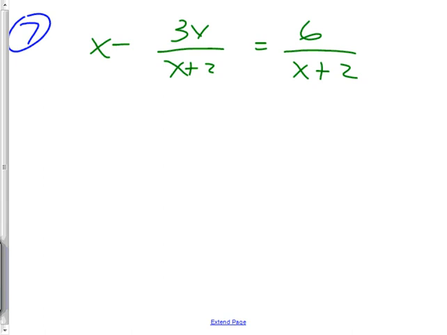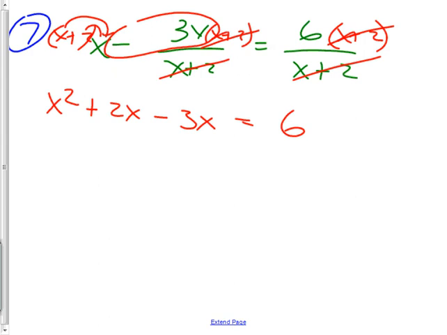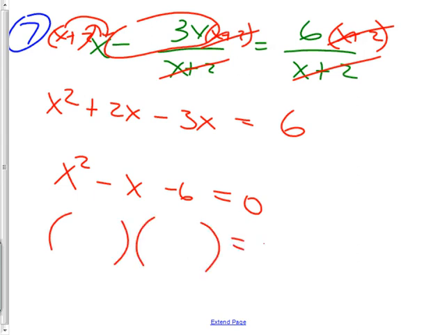All right, so we're back, and this is multiplied by x plus 2 everywhere. X plus 2, x plus 2, x plus 2. And it'll cancel here, it'll cancel here, and this one won't cancel, so I got to multiply it out. X times x makes x squared. 2 times the x, 2x. Minus the 3x right there equals 6. And then it's close. I just got to simplify some stuff. I end up with x squared minus an x minus a 6 equals 0. And then that factors x plus 2, x minus 3. There we go. That's it.